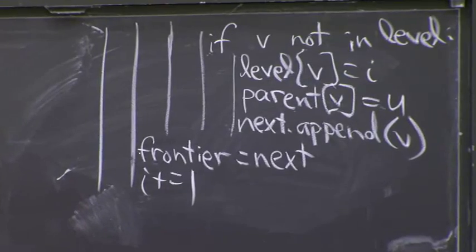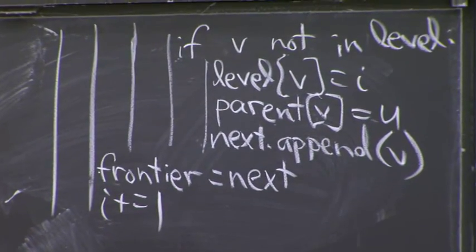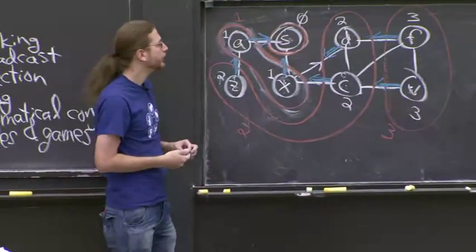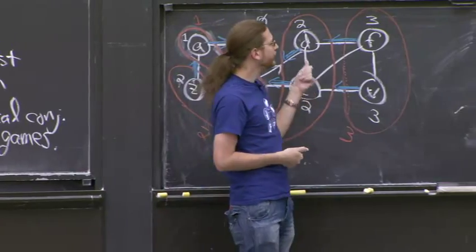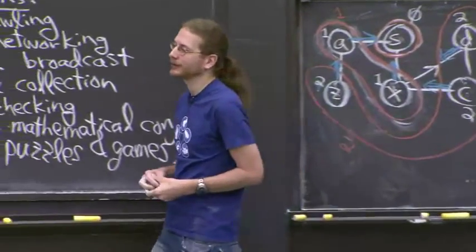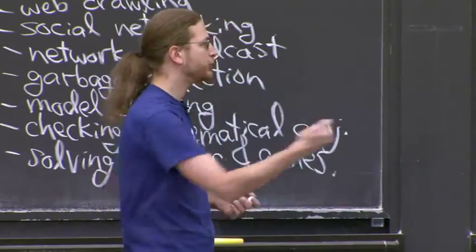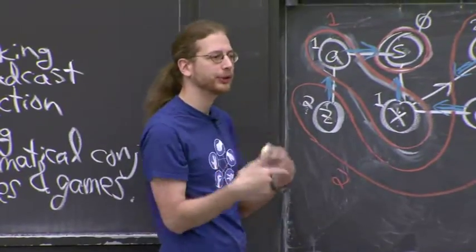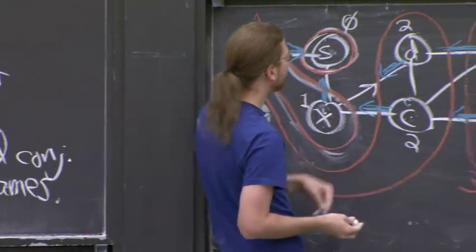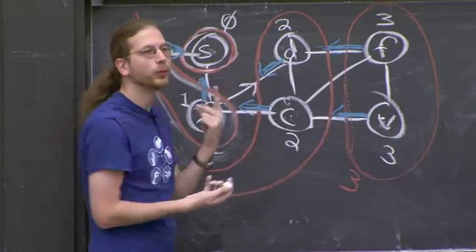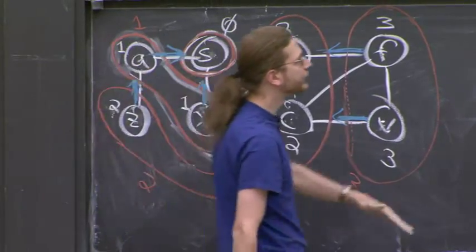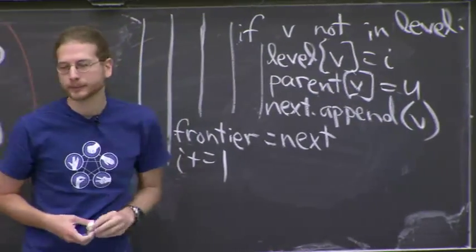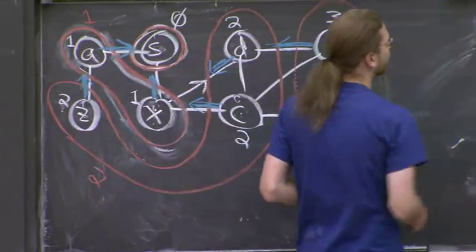What is the running time of this algorithm? I claim it's order V plus E. But it looked a little wasteful because it was checking vertices over and over. But if you think about it carefully, you only check every edge once. Or in undirected graphs, you check them twice, once from each side. A vertex enters the frontier only once. Because once it's in the frontier, it gets a level set. And once it has a level set, it'll never get added to next again.